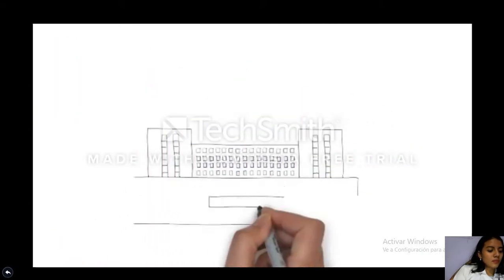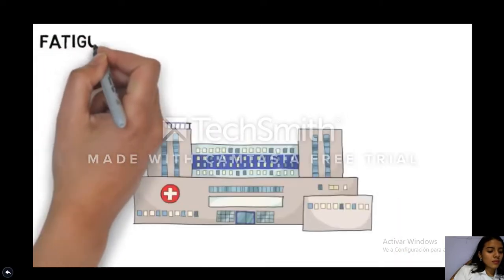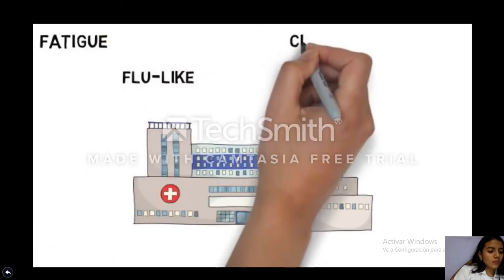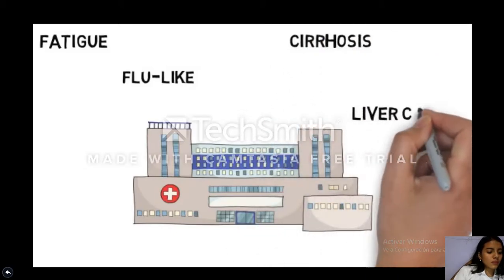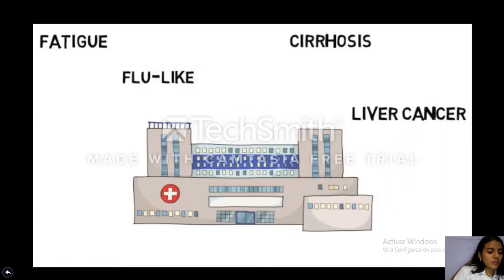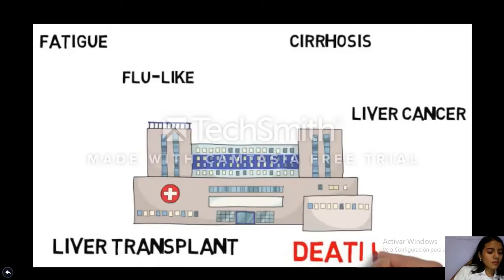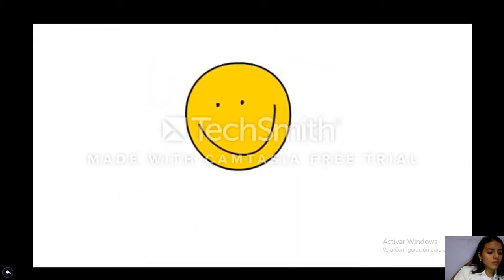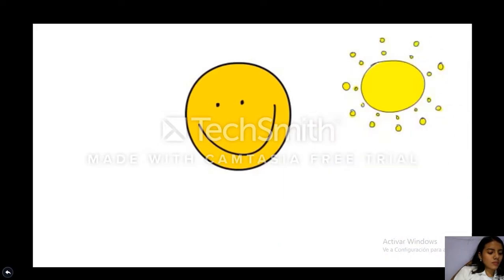You may feel absolutely 100% normal at first, but most have some mild fatigue. They may have some very vague flu-like symptoms, and in about 15 to 20% of the people with hepatitis C, they develop cirrhosis. Once cirrhosis develops, you can develop liver cancer, and in some situations, you may need a liver transplant. Some die from hepatitis C. Despite all of this, we do have smiles on our face, and the future looks very bright for those with hepatitis C.